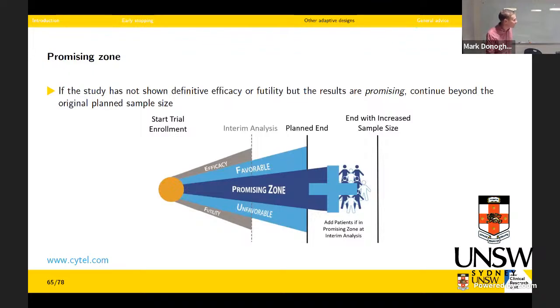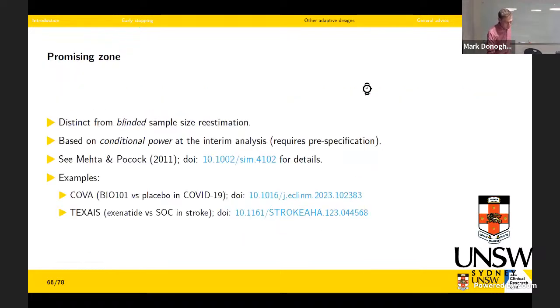This is called the promising zone approach, which is to say that we do an interim analysis where we're not going to stop for definitive efficacy or futility at that interim analysis. And it doesn't look like we've got a good chance of getting to that point by the end of the planned study as well, but the results are kind of looking promising. We might decide to continue beyond the original planned sample size. So this is distinct from blinded sample size re-estimation.